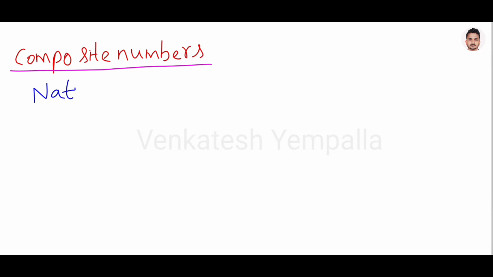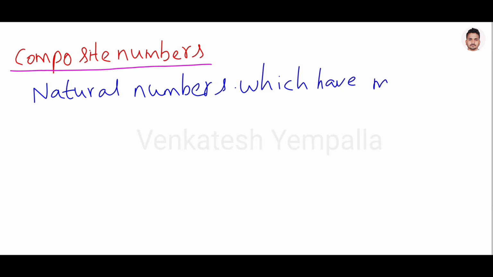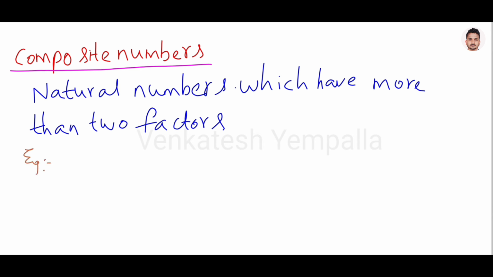Natural numbers which have more than two factors. More than two factors. Why? Because if a number comes under prime numbers, then it has exactly two factors. So I will explain examples. We will see three examples: 6, 9 and 10.